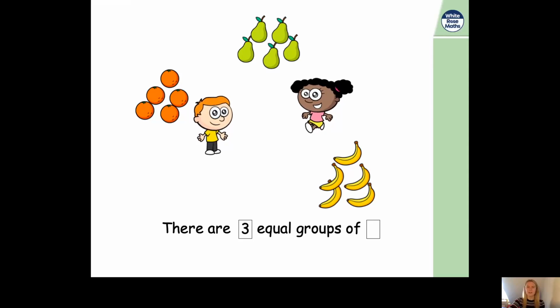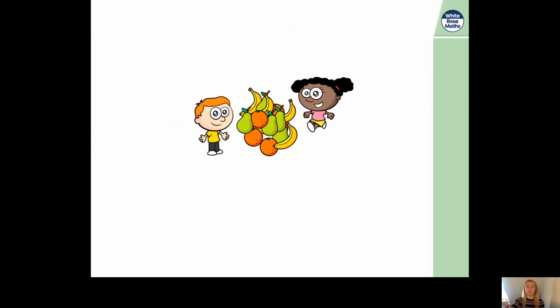And how many are in each group? Let's have a count. So there's 1, 2, 3, 4, 5 oranges. And because we know that there are 5 oranges and that they are equal groups, we also know that there'll be 5 pears and 5 bananas, which there are. So there are 3 equal groups of 5. Now they're going to reorganise their fruit. Let's see what they do this time.